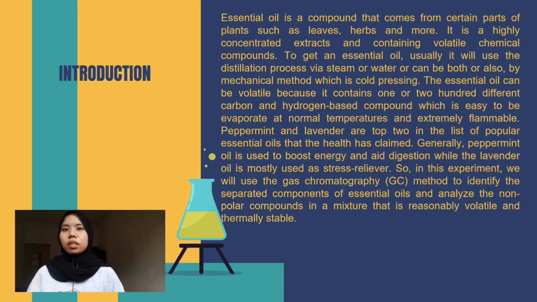Peppermint and lavender are the top 2 in the list of popular essential oils that have health claims. Generally, peppermint oil is used to boost energy and aid digestion, while lavender oil is mostly used as a stress reliever. So in this experiment, we will use the gas chromatography, which is the GC method, to identify the separated components of essential oils and analyze the non-polar compounds in a mixture that is reasonably volatile and thermally stable.